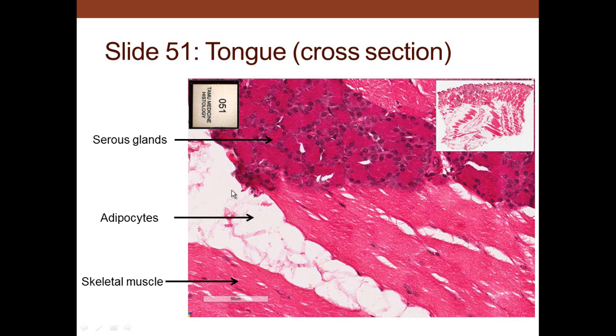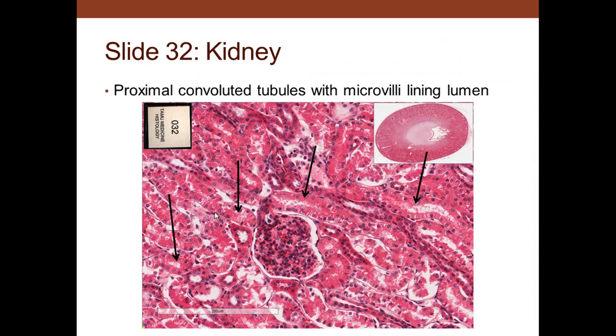Adipocytes, this is actually pulled apart a little bit, but these are individual cells in through there. Adipocytes, and then there's skeletal muscle, as we talked about before, to be able to control movement of the tongue. Here's the kidney. The kidney shows convoluted tubules. This is the cortex of the kidney and the medulla of the kidney.